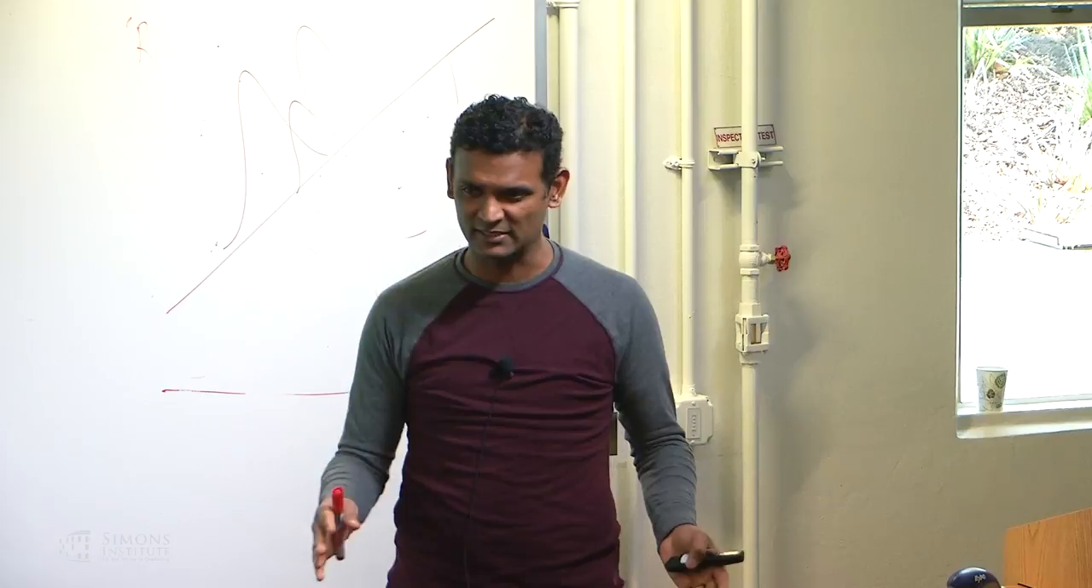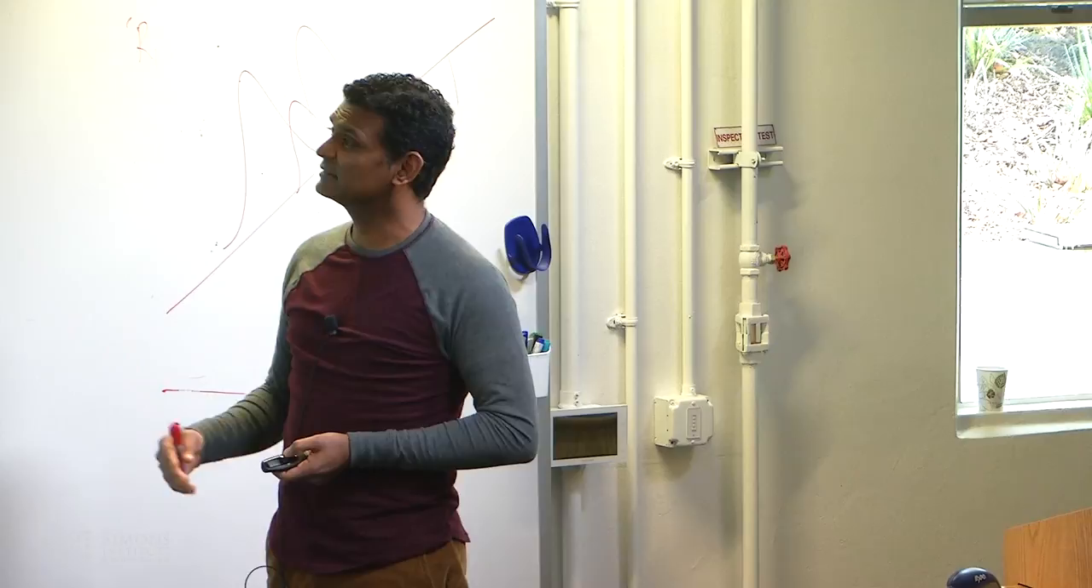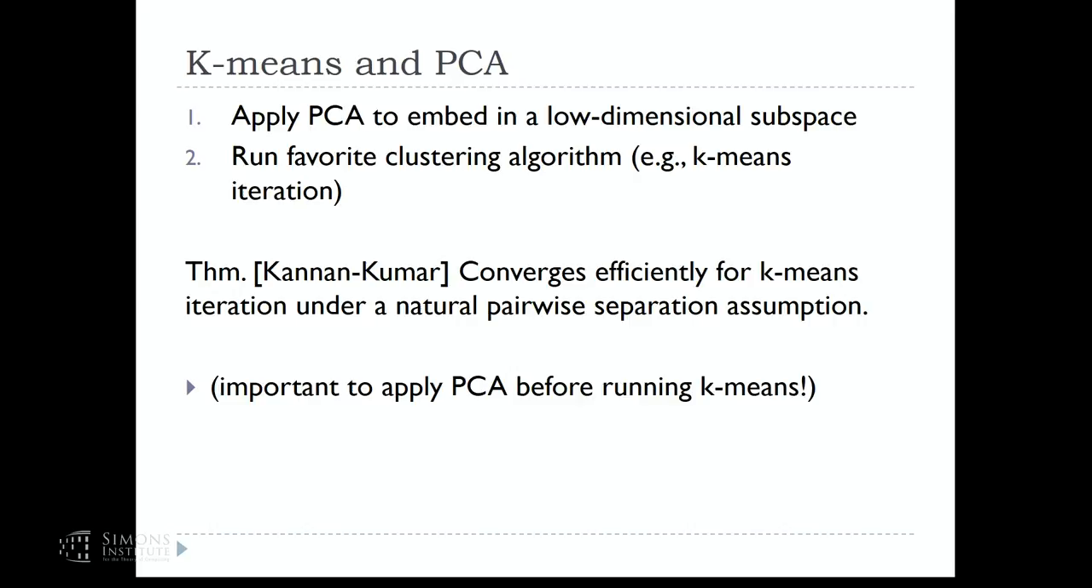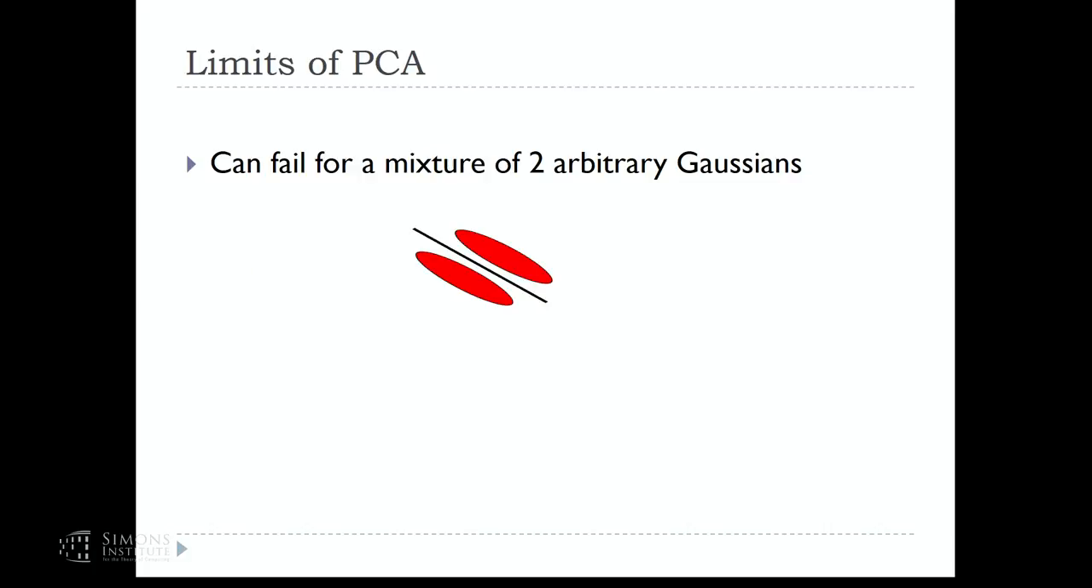It's used a lot. People analyze how many iterations. It's very hard to say anything about the quality of what you get, except in this case, under some assumptions that I won't mention. These are deterministic assumptions, nothing to do with Gaussian mixtures. You have to assume something about points and how far apart their means are. This method actually converges and gives you the right clustering. It's proved by Kannan and Kumar. And it's crucial that they apply the PCA before running the k-means. If you just apply k-means on the original data, it doesn't work. But if you apply PCA first, then it works.